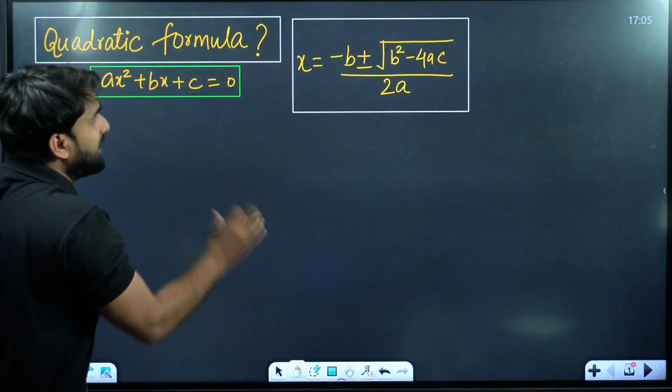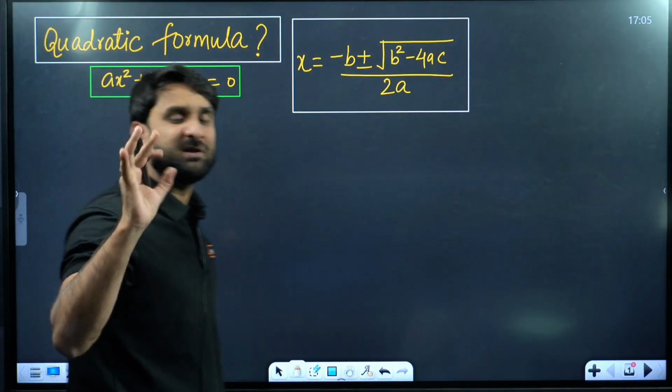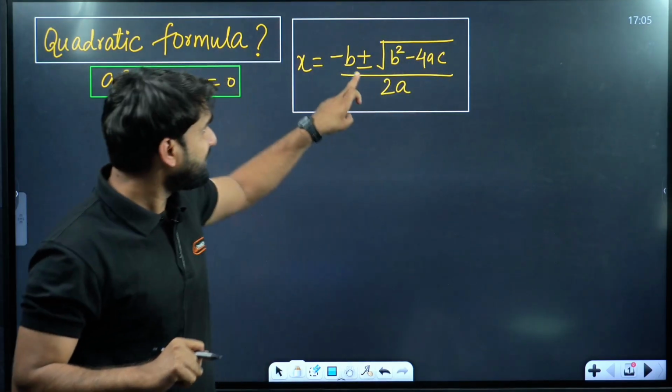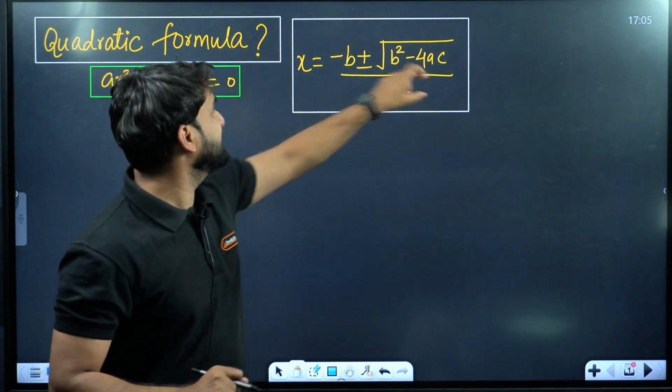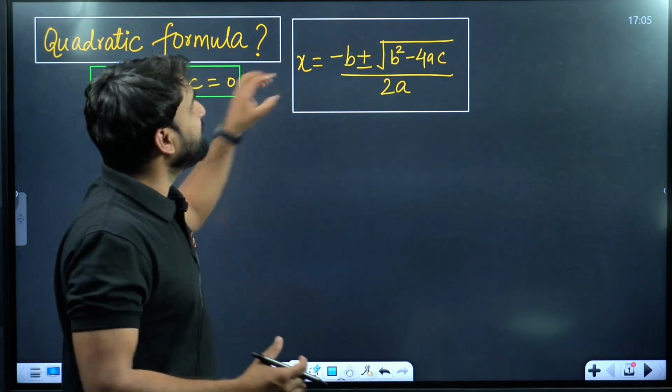We all know the general format of a quadratic equation is ax square plus bx plus c is equal to 0. In this, b is the coefficient of x, a is the coefficient of x square, and c is the pure constant term, right? Now let me tell you how this formula is derived.